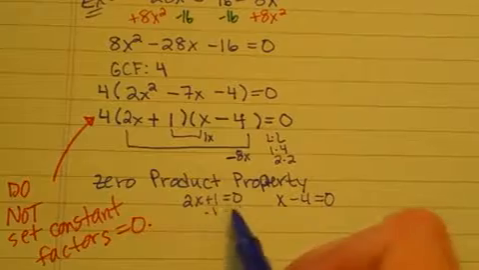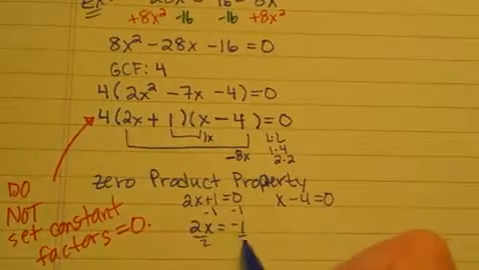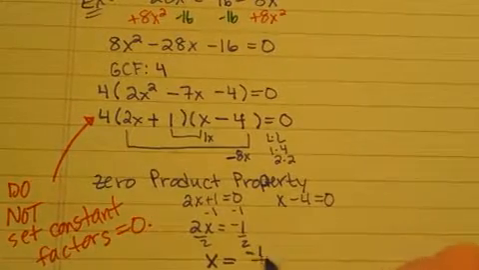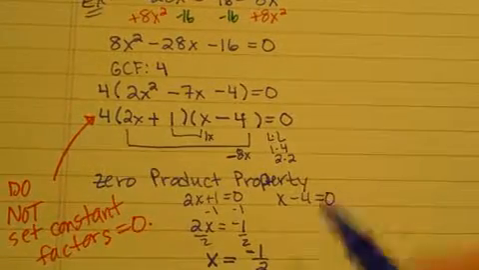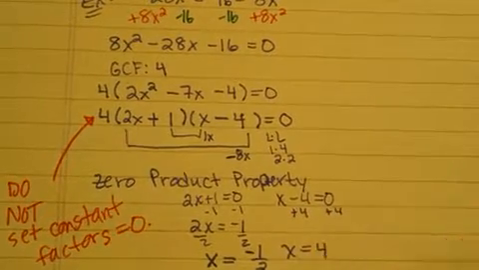and subtract 1, so 2x equals negative 1. Divide by 2 gives me x equals negative 1/2. And then the other one, add 4, gives me x equals 4.